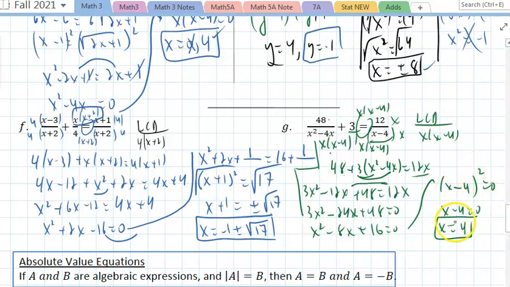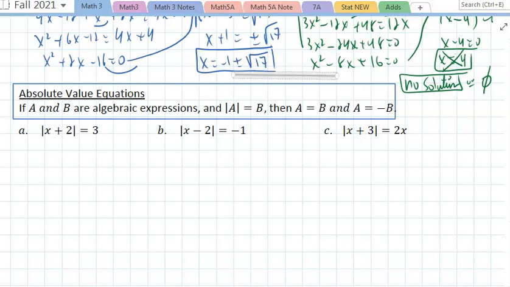But do you notice if I plug the 4 in there, that will give me a 0 in the denominator? Since that's the only solution and I can't have it, this equation has no solution. So either you write no solution, or you write the empty set indicating there's no solution. Anytime there's no solution, you must say no solution or draw the empty set.